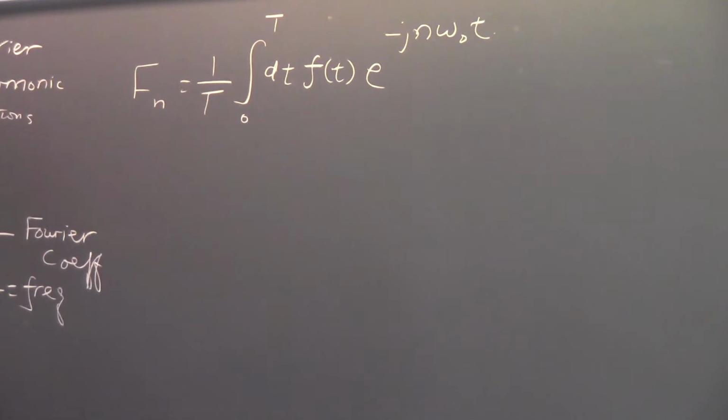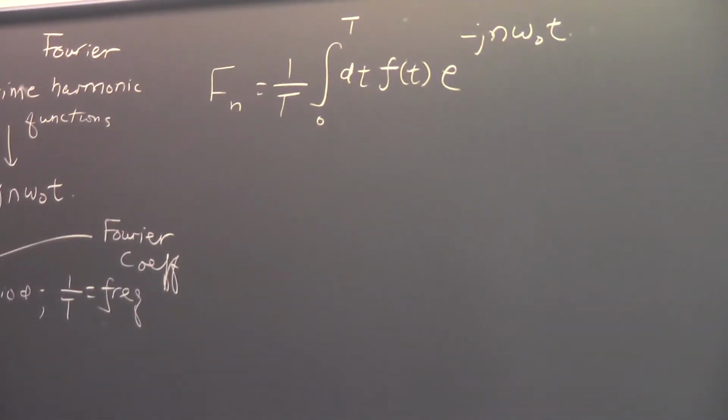So f of t can be of various forms. And if f of t is a simple form, then you can perform this integration in closed form. In this course, I presume you don't have to do this numerically. f of t is always given to you in a simple form, and you can do this integration analytically or in closed form. So there are lots of exercises and examples in the textbook on how to do this for various forms. Are there any questions regarding this?